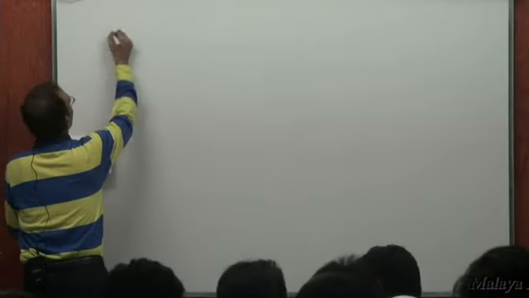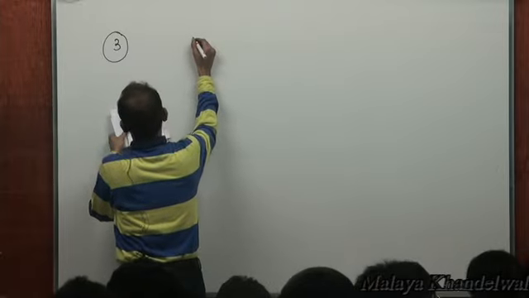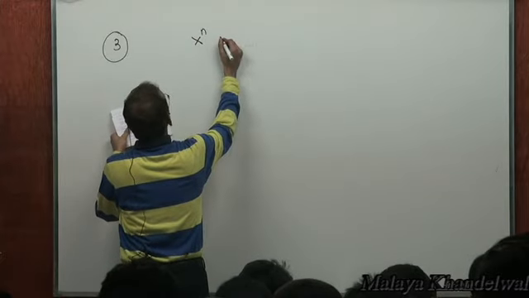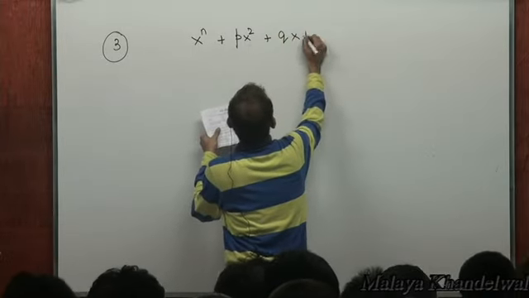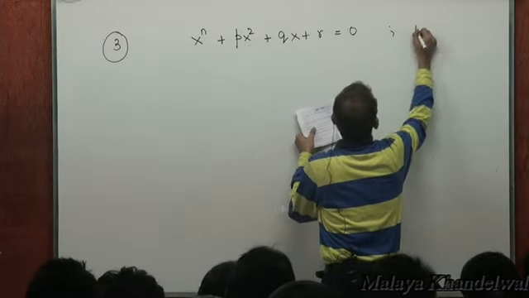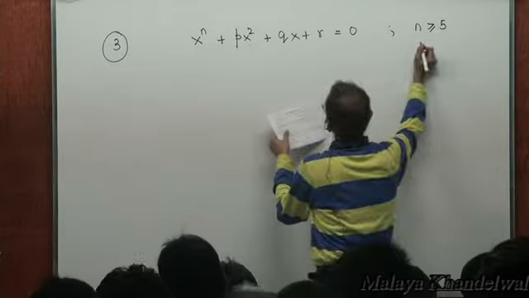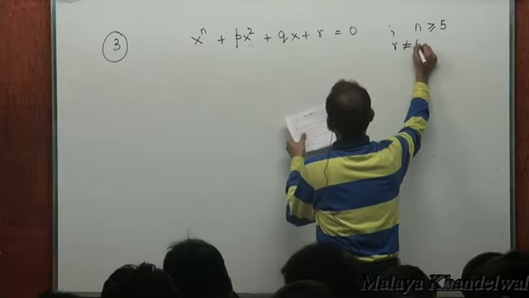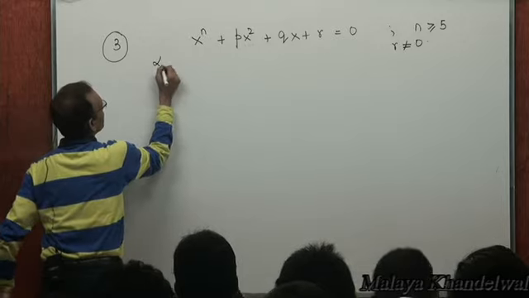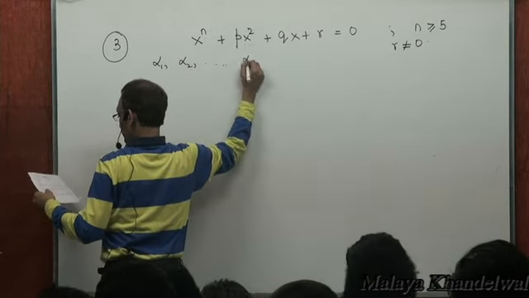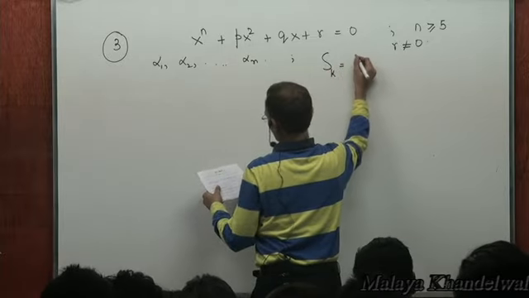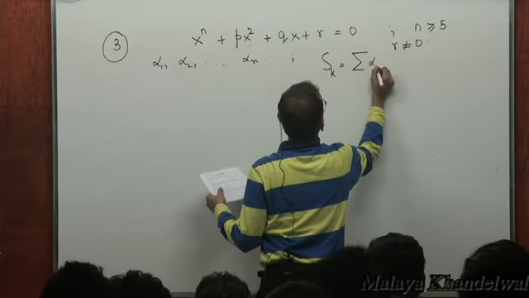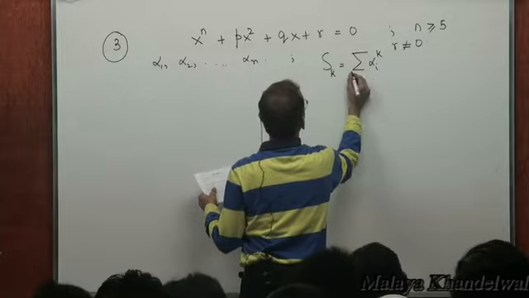Let me look at 3. The equation x to the power n plus px squared plus qx plus r equal to 0, where n is greater than or equal to 5 and r not equal to 0, has roots alpha 1, alpha 2, ..., alpha n, and sk is defined as the summation of alpha i to the power k, i equal to 1 to n. That's sk.